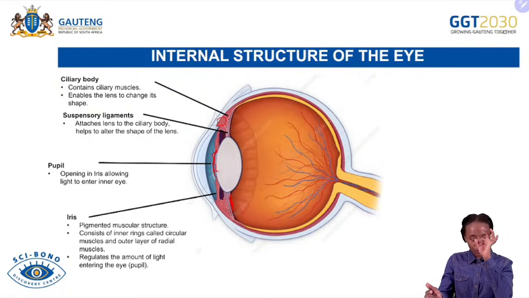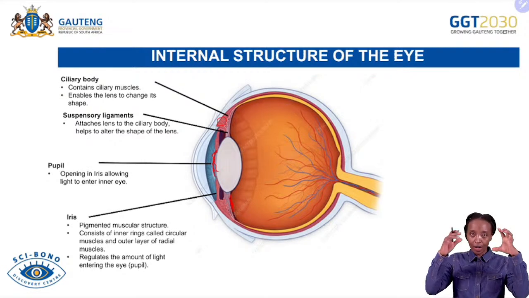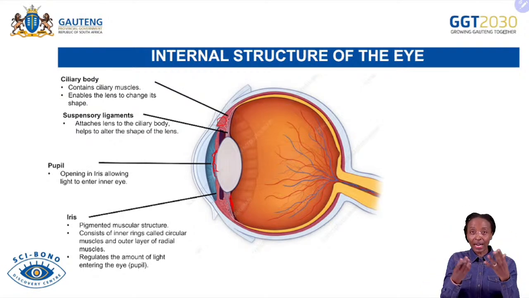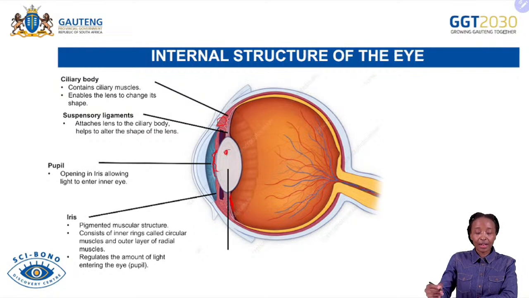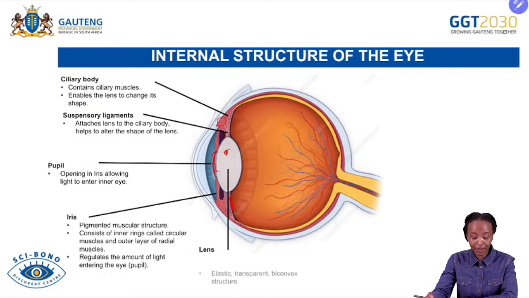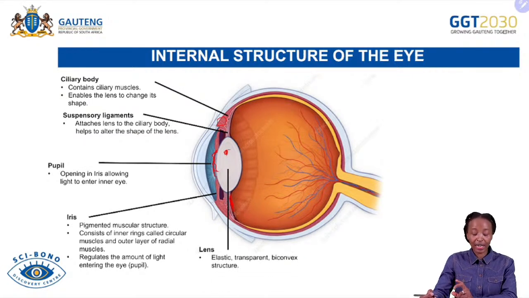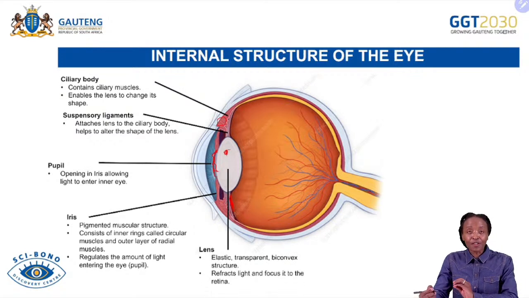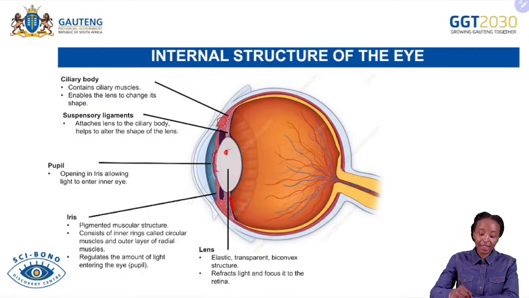So the pupil can constrict, that is become smaller, or it can be wider. If it's wider, then it means more light can enter. If it's constricted, it means less light can enter the eye. Then we have this oval shaped structure, and this is what we call the lens. The function of the lens, it is an elastic, transparent biconvex structure, as you can see, and its function is that it refracts light and it focuses the light onto the retina, the inner layer.